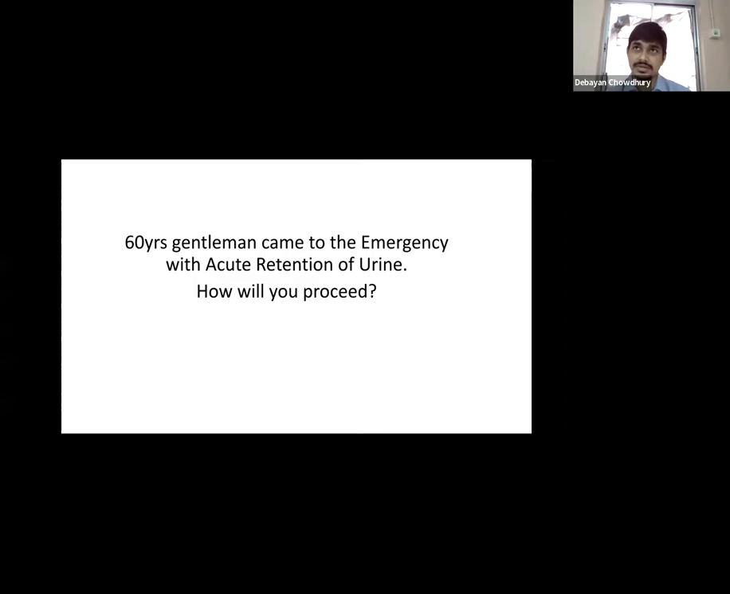The 5 alpha reductase: the active form of testosterone is dihydrotestosterone, which is actually responsible for the enlargement of the prostate gland. So by giving 5 alpha reductase inhibitors, the conversion of testosterone to its active form is prevented, and thus the growth is arrested, sir. Okay, so this is a patient with a normal renal function, first time retention.